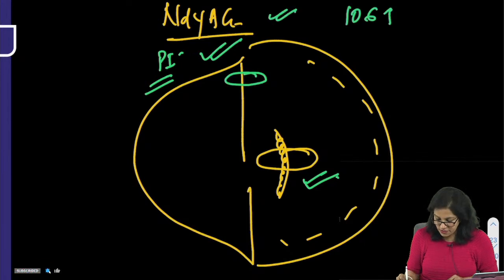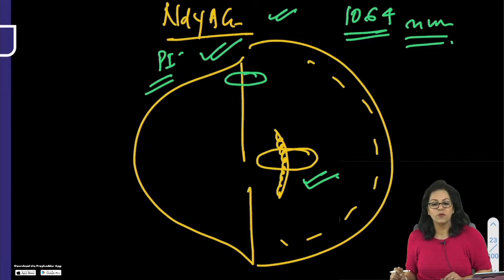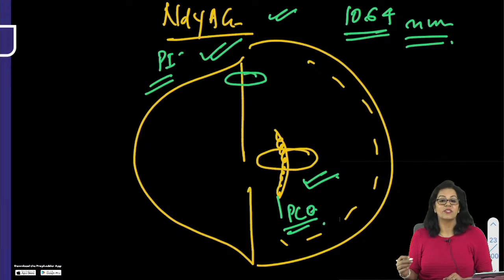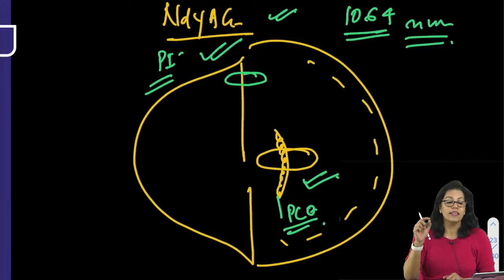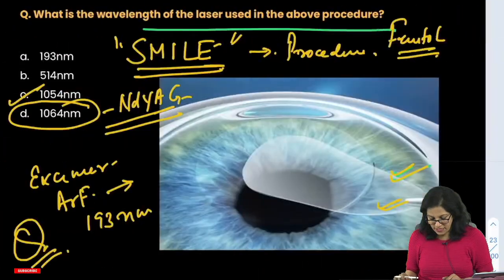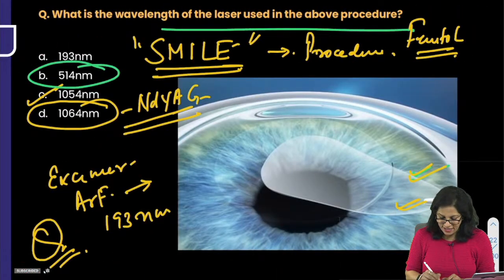The wavelength is very important. Nd:YAG can be asked, high potential to be asked, 1064 nm. This is the posterior capsular opacification that I have just shown you. Got it? So this is the indication of Nd:YAG, a cutting laser which makes a hole. And what is the other wavelength written here? 514. Argon.